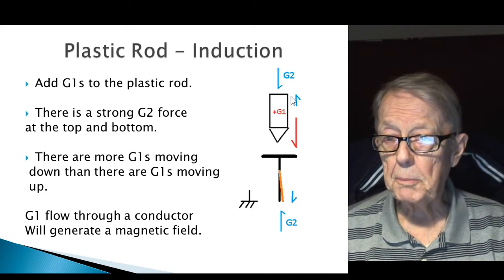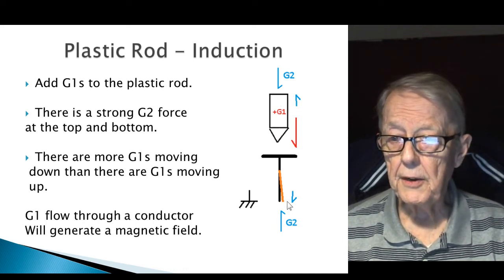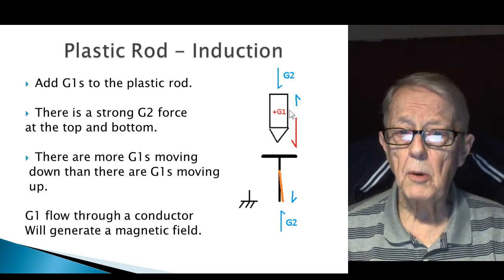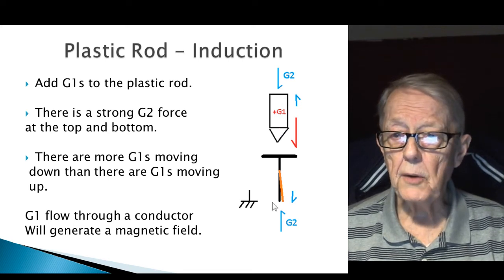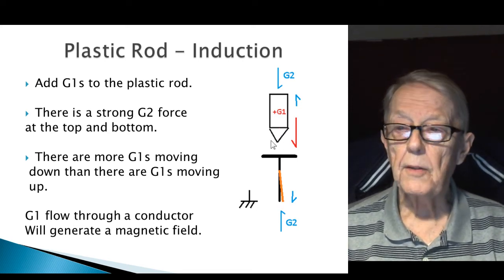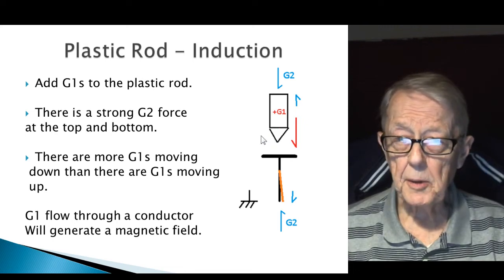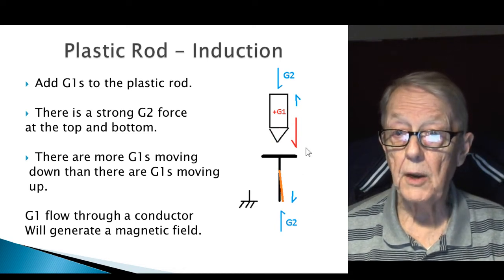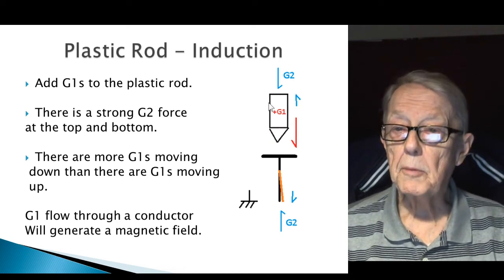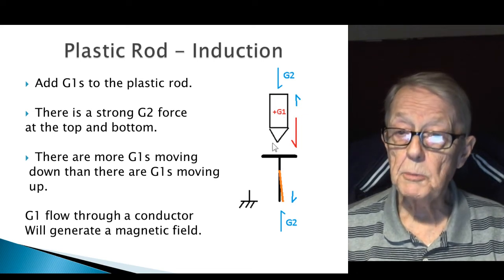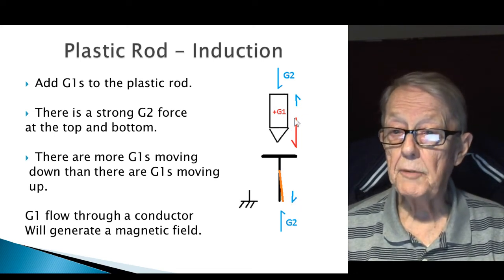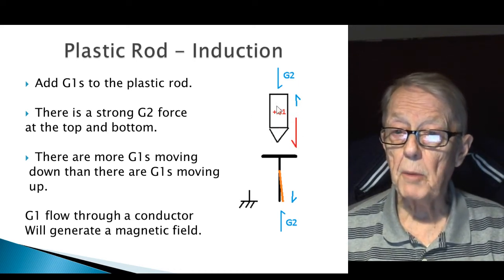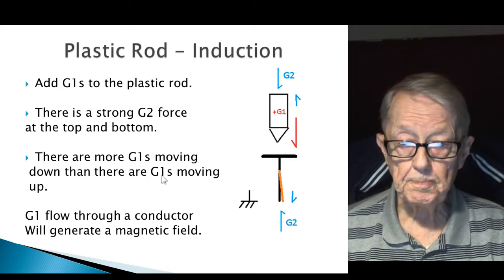Now the net force up here and the net force down here are basically equal, but the thing is that there are more G1s moving down than moving up. Everything in the particle model is never always, it isn't that they only move down or that they only move up, but because there's more here, there's more moving down than there are moving up, giving you a net flow, the red arrow showing a net flow of G1s flowing from the rod to the electroscope.